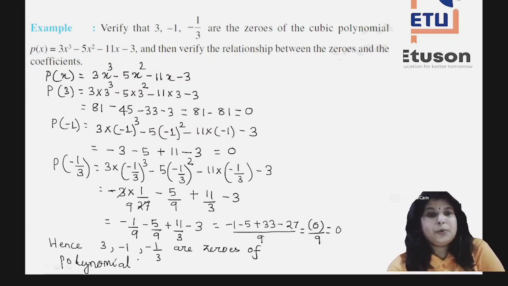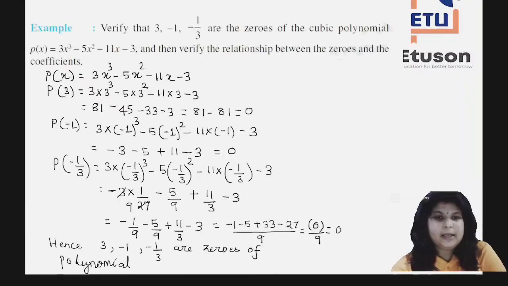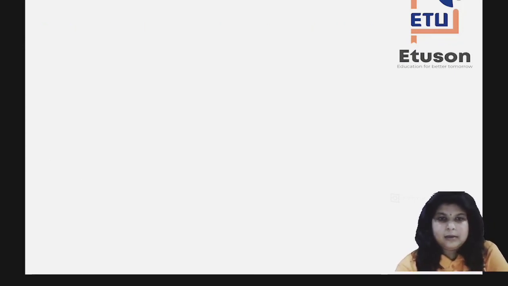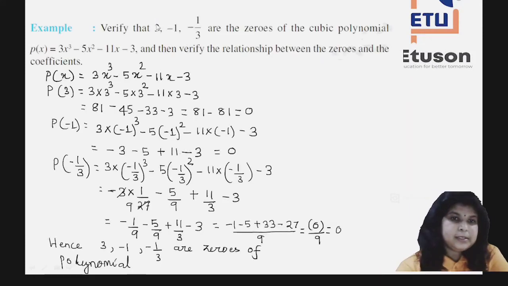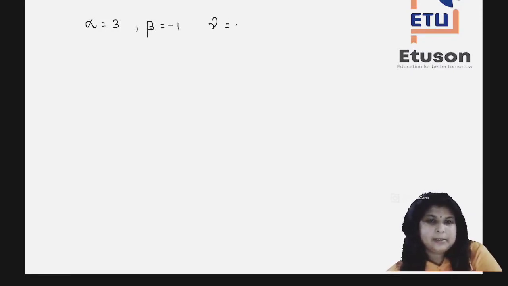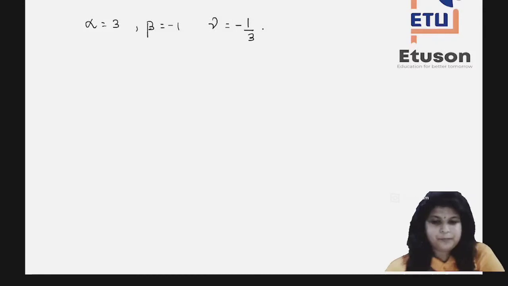So now we have to find out the relationship between alpha, beta and gamma. Correct? So what is your alpha, beta and gamma here? So here alpha is 3. So let me write. Your alpha is 3. Beta is how much? Minus 1. And gamma is minus 1 by 3.